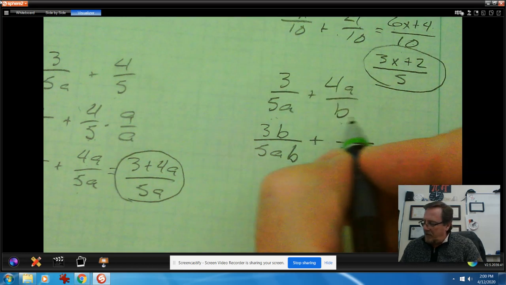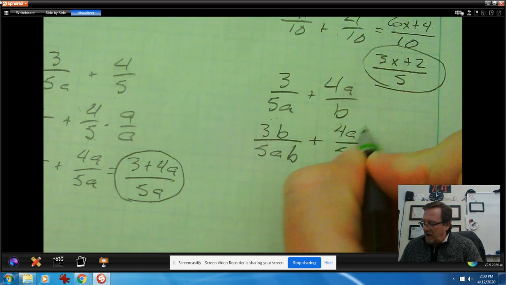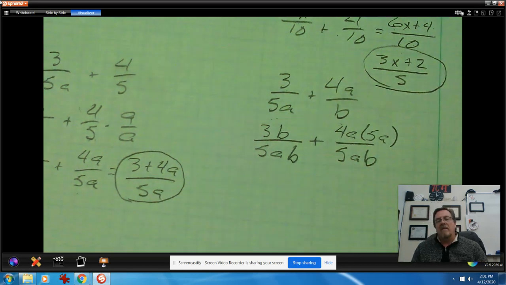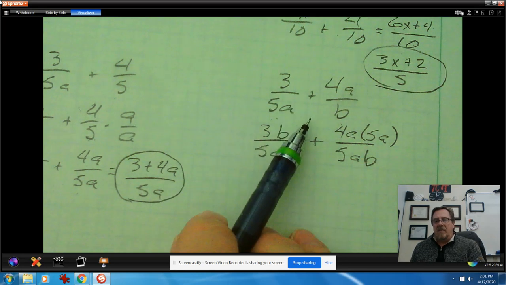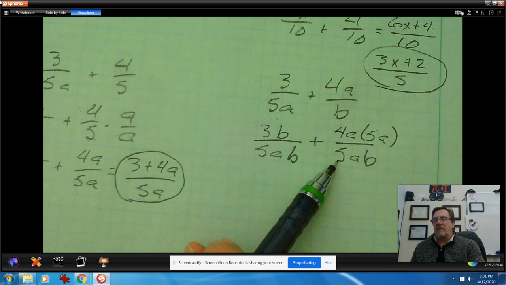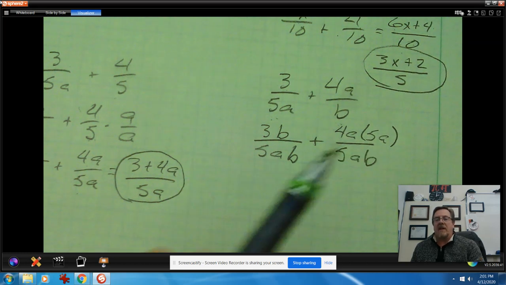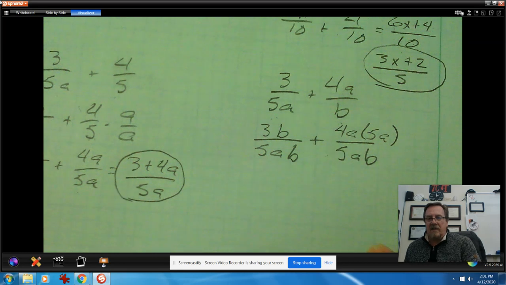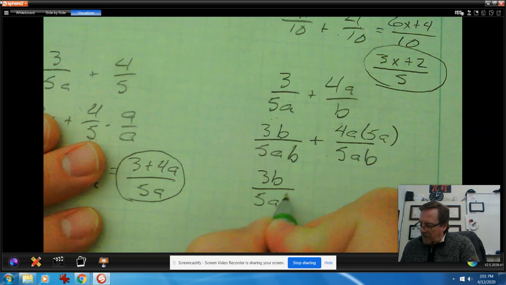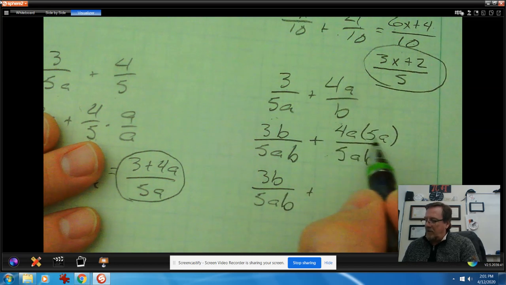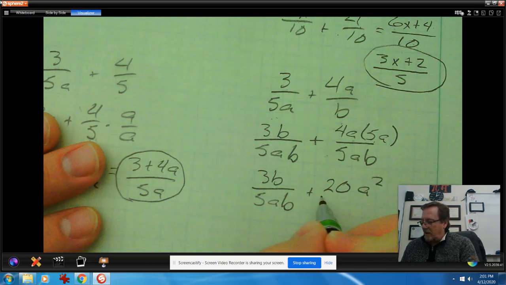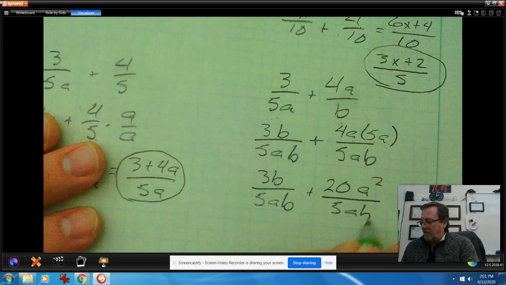So on the top, I'm going to do the same thing. I'm going to say, okay, this is 4a, but I have to multiply by 5a, because what did I have to multiply b by to get 5ab? I had to multiply by 5a. So whatever you do on the bottom, you got to do on the top. So I'm going to multiply the top by 5a. So let's see what we get for that. We're going to have 3b over 5ab plus 4 times 5 is 20, and a times a is a squared over 5ab.